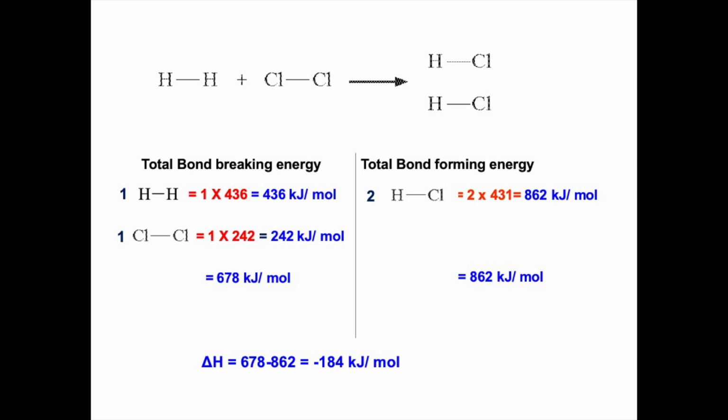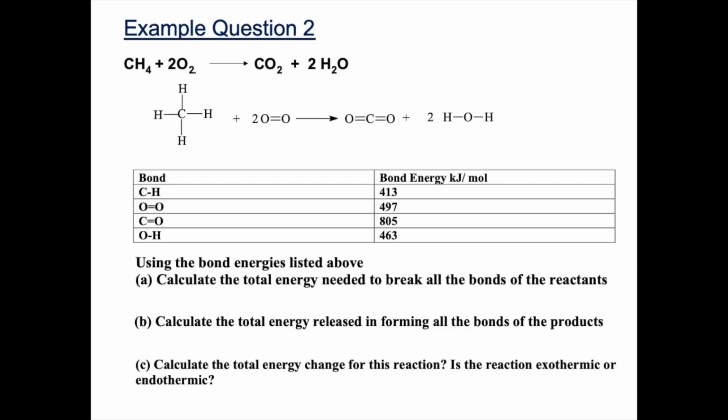If you get a negative delta H, it means that it's exothermic, and it means more energy is released on forming the bonds than was needed to break the bonds of the reactants. So now let's look at example 2.